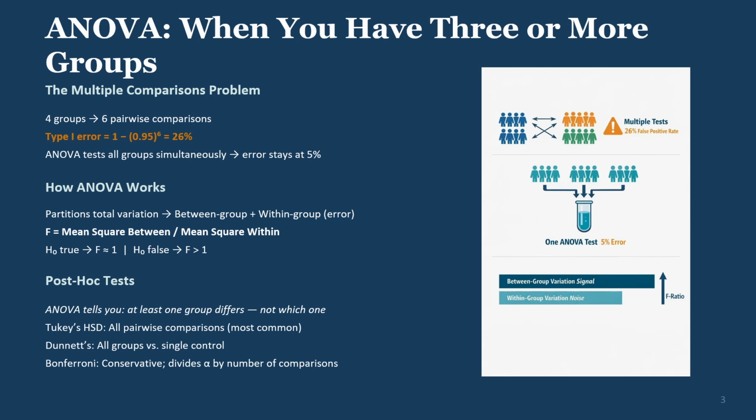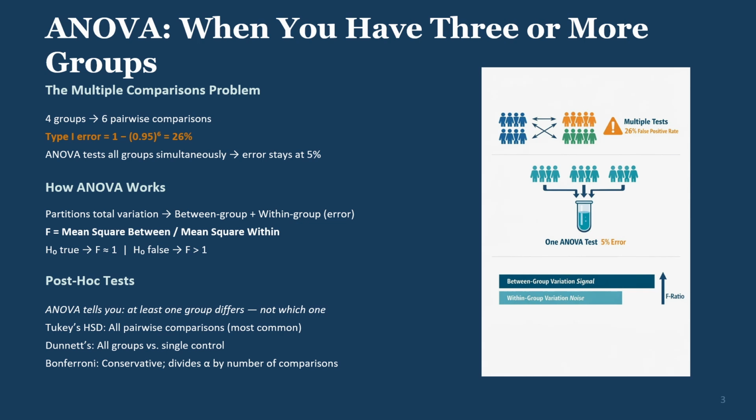ANOVA solves this by testing all groups simultaneously in one omnibus test. One F statistic, one p-value, 5% type 1 error rate maintained. The mechanics. ANOVA partitions total variation into two components: between group variation, how far the group means are from each other; within group variation, random scatter among animals in the same group. F is the ratio. When the null is true, both components estimate the same background noise and F hovers around 1. When a treatment effect exists, between group mean square gets inflated and F rises.